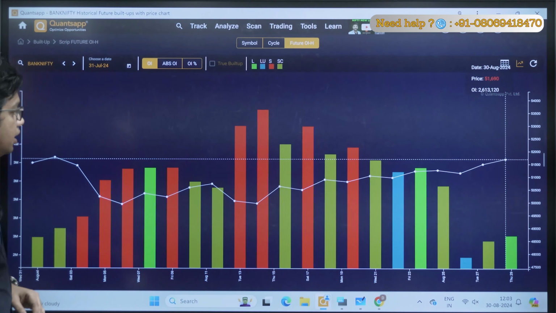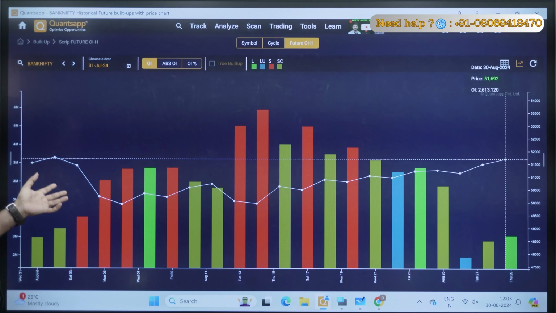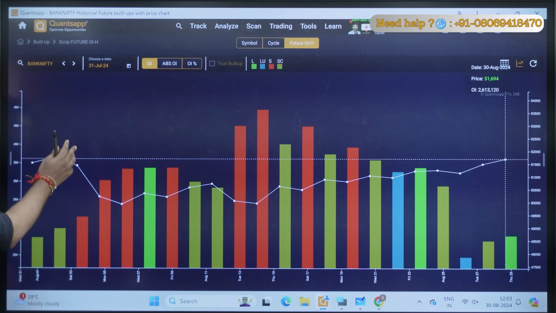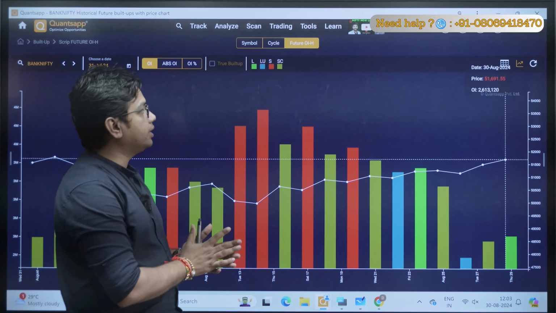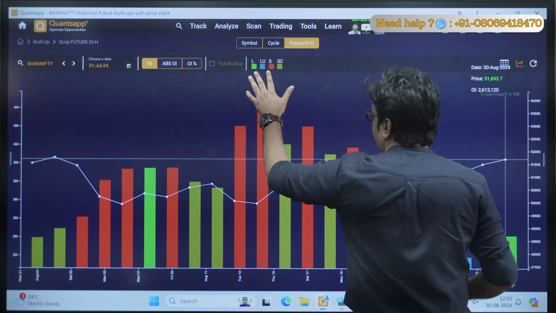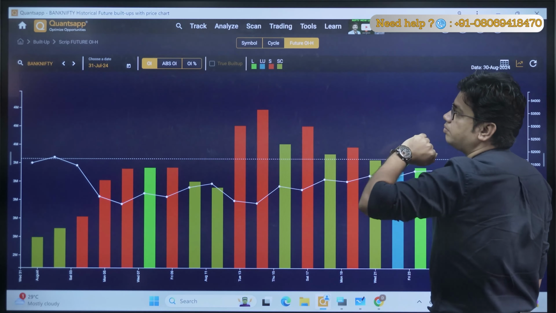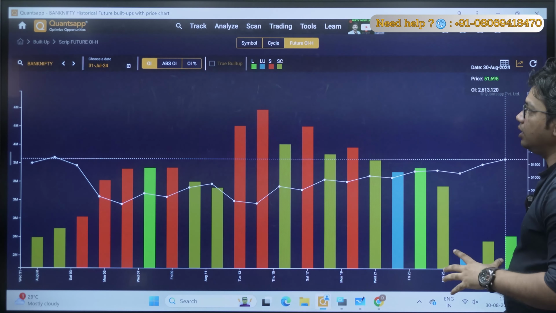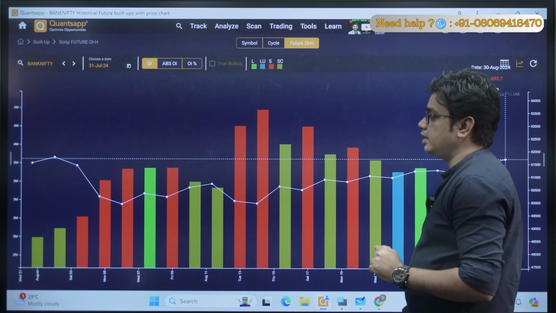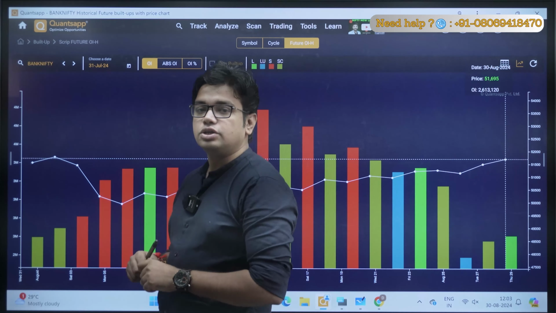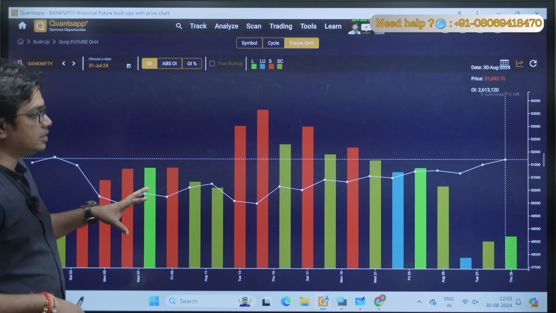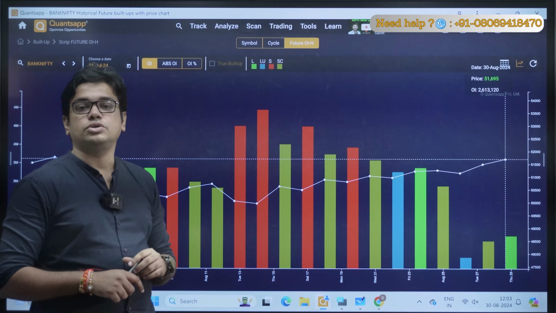Now in the 20-day cycle I can see the curve is on the upward side, but I can see the short build up candle is more aggressive. Here I have 4 conditions. Green one is for long build up, blue one is for long unwinding, red one is for short build up, and yellow one is short covering. So here I can see more of a short build up. And I can see the long build up candle is very less, but the curve is going up.